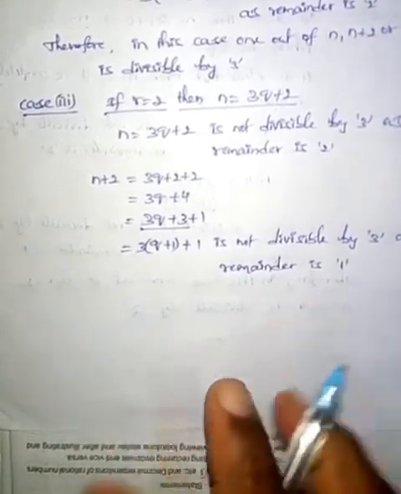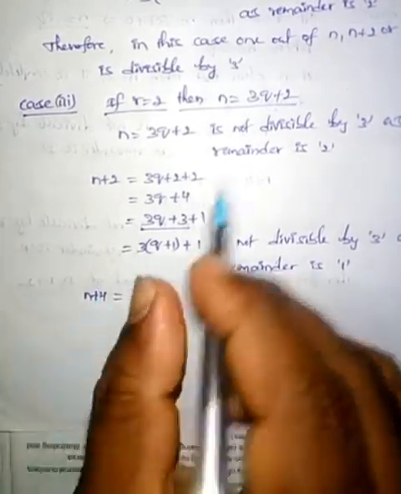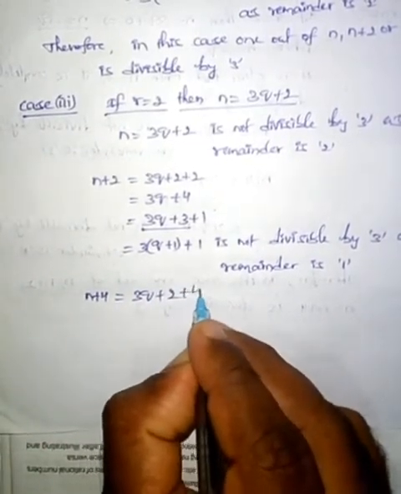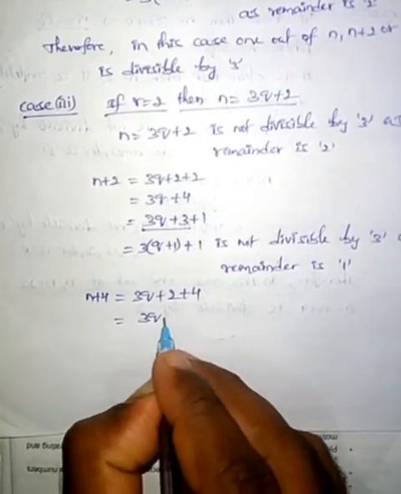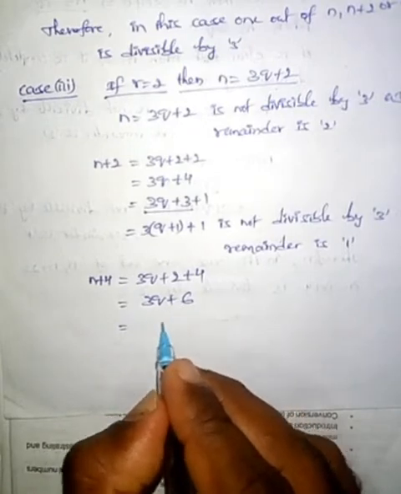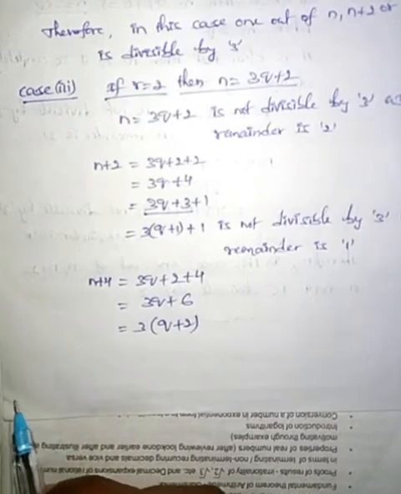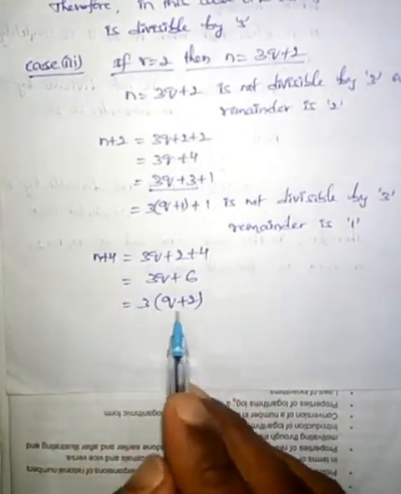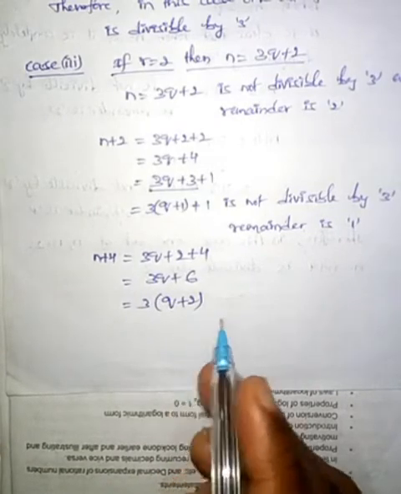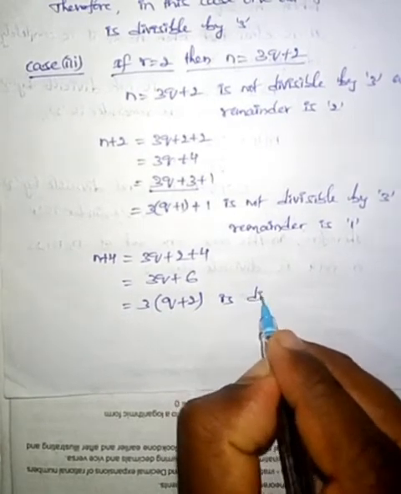Now coming to the n plus 4 value. So now n plus 4. What is n here? 3q plus 2. That is 3q plus 2 and write the 4 as it is. So this is 3q plus 6, since 2 plus 4 is 6. Now you can take 3 as common term. So now if you take 3 as common you will get 3 into q plus 2. So it is clear that this value is 3 into something, that is a 3 multiple. 3 multiples are always divisible by 3. You know that. So therefore it is divisible by 3.